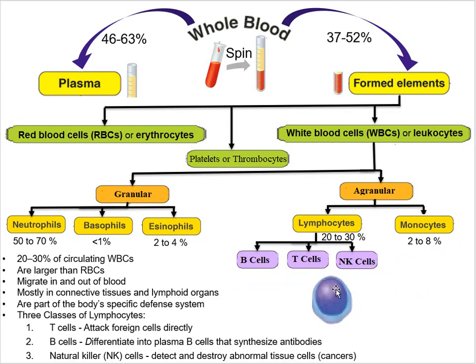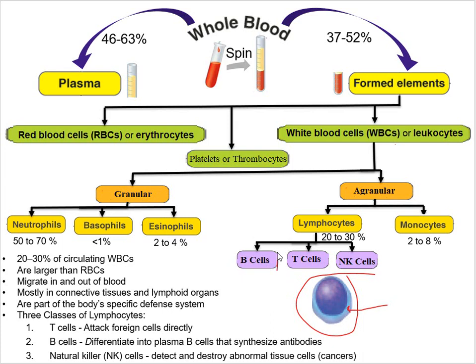The next cell that we're going to look at is lymphocytes. When you look at the lymphocytes, it's a huge cell. It's larger than the red blood cells. And again, if you look at the cytoplasm, there are no granules, and it has a huge nucleus. 20 to 30% of circulating white blood cells are lymphocytes. Lymphocytes will divide into 3 different types of cells.